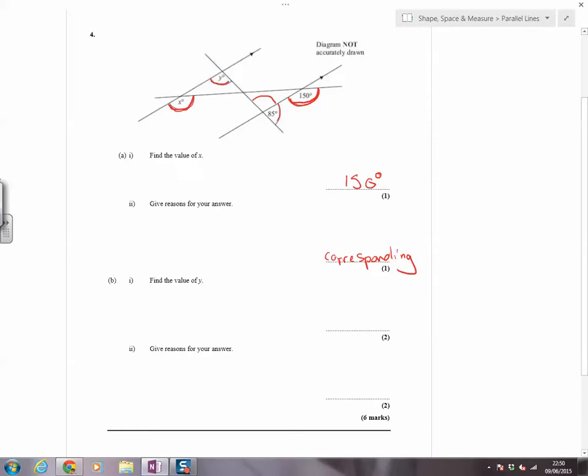Well, if we know that this is 85, we can work this out because we've got a straight line. So angles on a straight line add up to 180, so if we take that away we get 95. So Y is 95 degrees, and there's two reasons for this. You can say alternate, hence this bit here, and also angles on a straight line add up to 180 degrees.